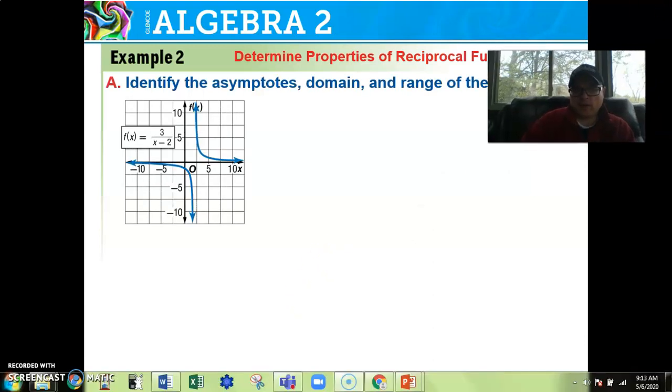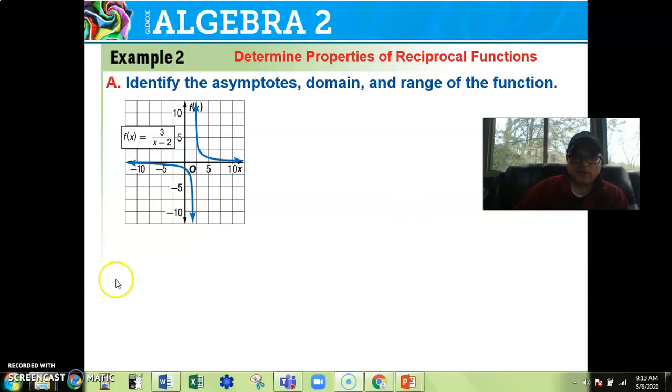Let's take a look at this function, if we can take a look at a graph and identify where the asymptotes are and then what's the domain and range. And typically where the asymptotes are will help you with the domain and range.